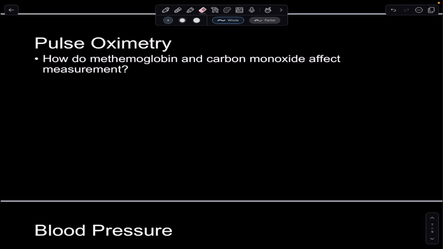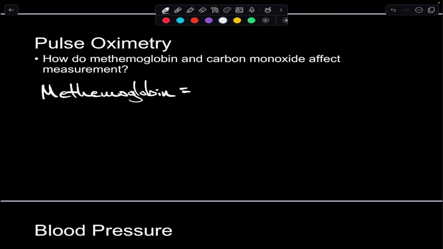So how do methemoglobin and carbon monoxide affect the SpO2 measurement? Methemoglobin is going to produce an SpO2 reading of about 85%, regardless of the patient's actual oxygenation status. So if a patient has a normal oxygenation level around 95%, it's going to read falsely low because it's still going to read 85%. However, if they're hypoxic below 85%, then it's going to read falsely high because it'll still read 85%.